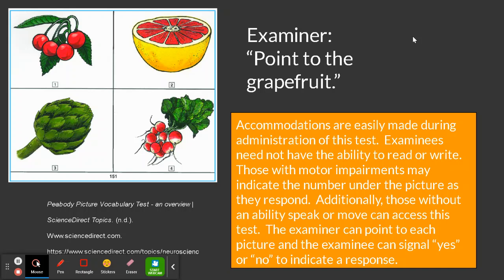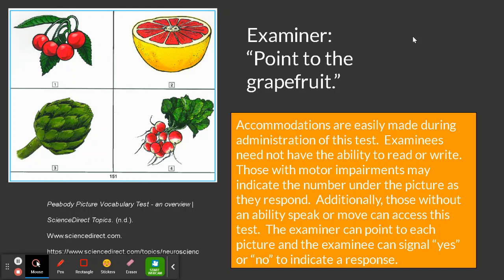Now let's talk a little bit about the accommodations that can be made here. You may have noticed that in what I've said in the past couple of slides, the examiner uses the language point to the grapefruit. In the YouTube videos that I watched of the administration of this test, that is the language that all of the testers used. However, let's say someone has a motor impairment and cannot point. You can see under each image there's a number. So in those kinds of instances, an examinee might say 2, indicating that they know that the picture of the grapefruit is in the box with the number 2.